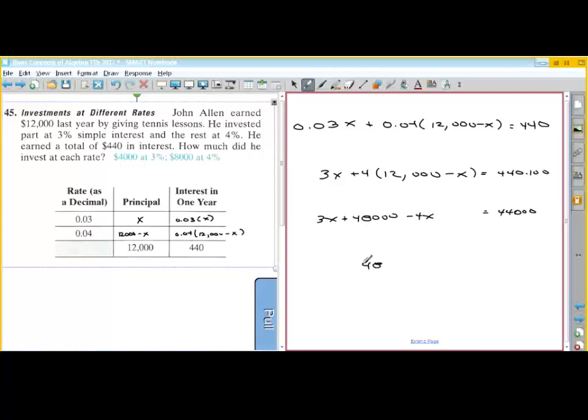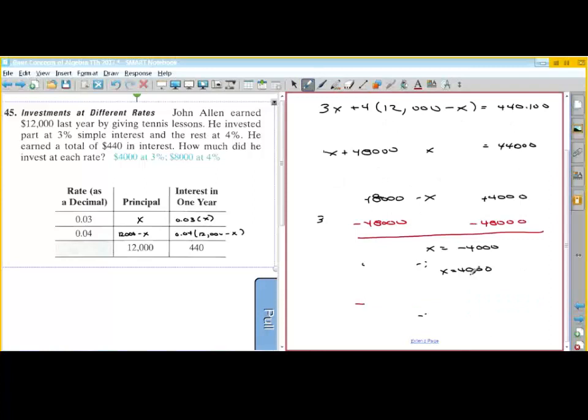Okay. So we combine like terms. So we get 48,000. See, there's my 8 again. 48,000 minus x equals 44,000. We add the additive inverse of 48,000 to get the other term to the other side. So that leaves us with negative x equals negative 4,000, or x equals 4,000.